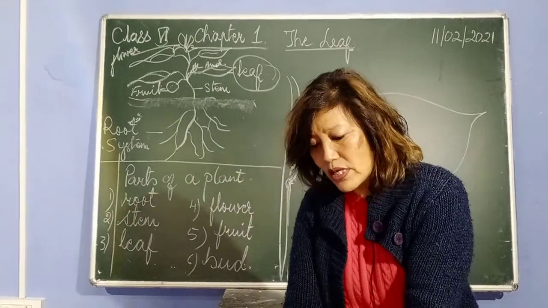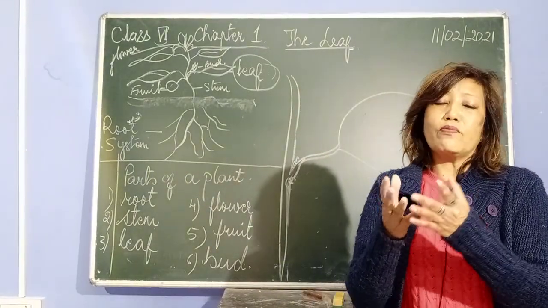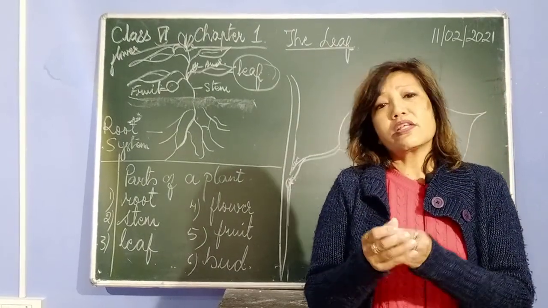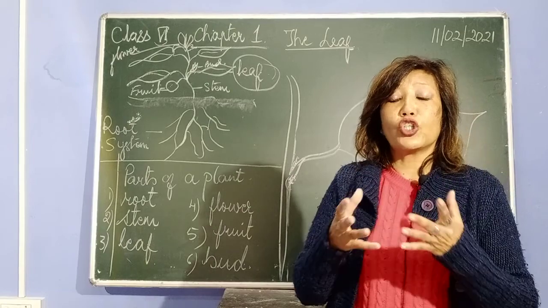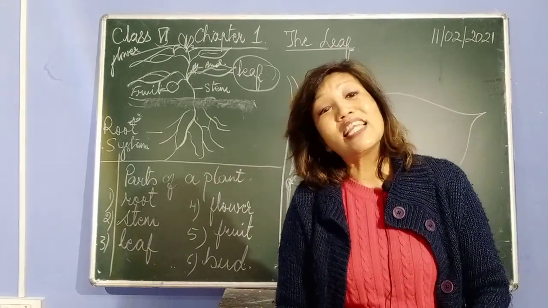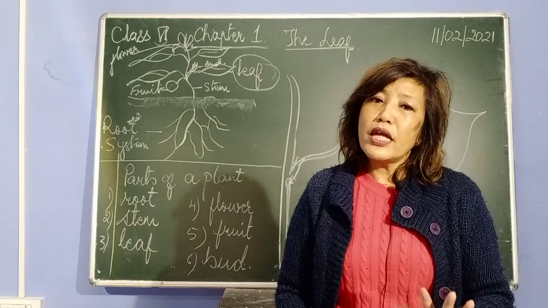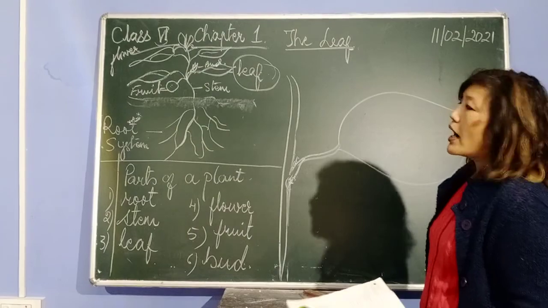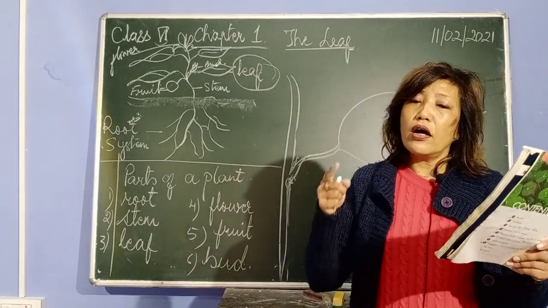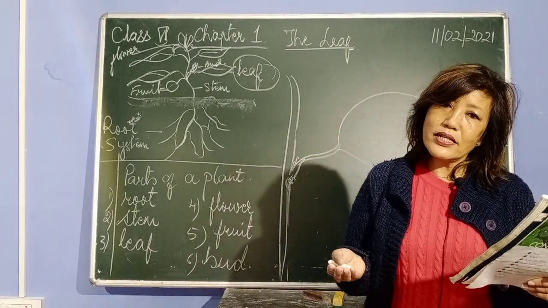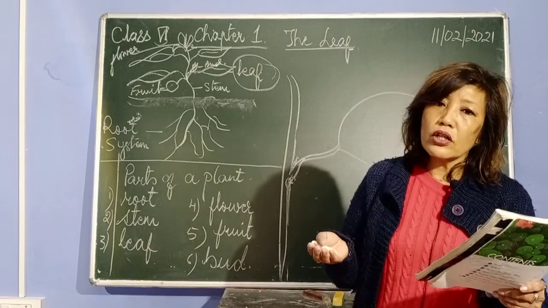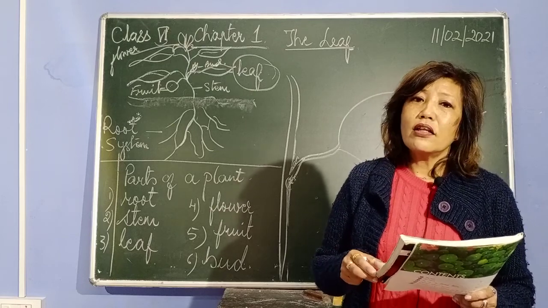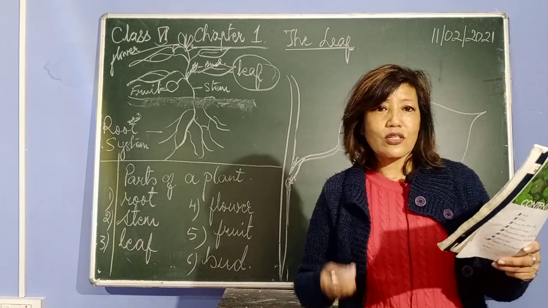Some leaves are small, some leaves are big, isn't it? Some are circular in shape. Though their shapes are different, all the leaves have 5 main parts. And what are those 5 main parts? They are lamina or leaf blade, leaf stalk or petiole, then midrib, then veins and veinlets, and leaf base. Now let's discuss one by one.